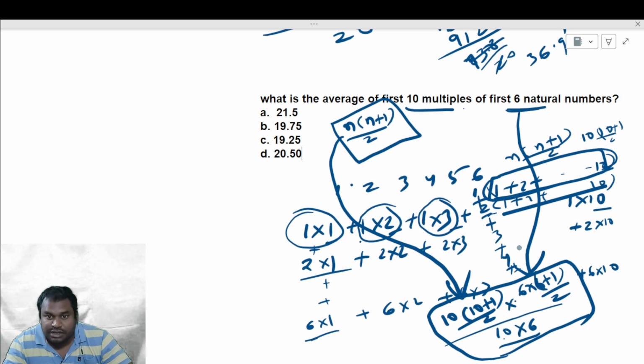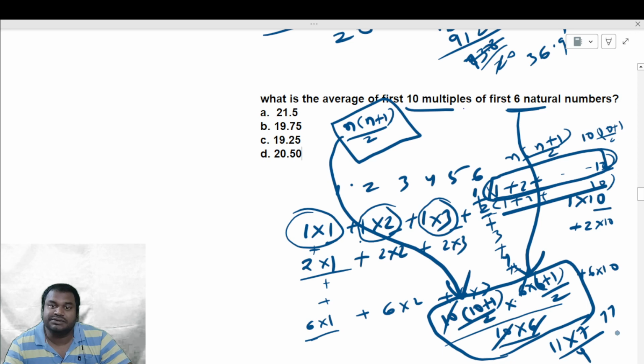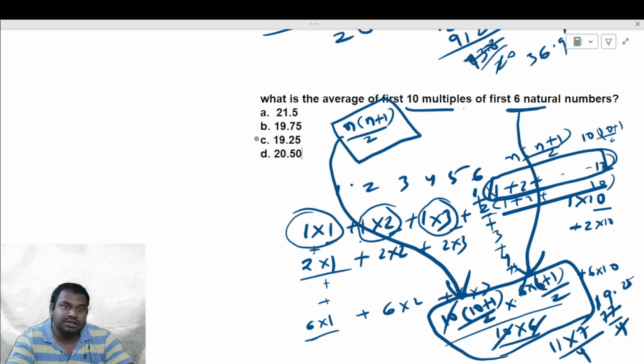Now if you solve it, 6 and 6 get cancelled, 10 and 10 get cancelled. Now 10 plus 1 is 11, and this is 7, divided by 2 into 2, which is 4. 11 sevens are 77, divided by 4. 77 divided by 4 is 19.25. That is the answer. I hope you understood.